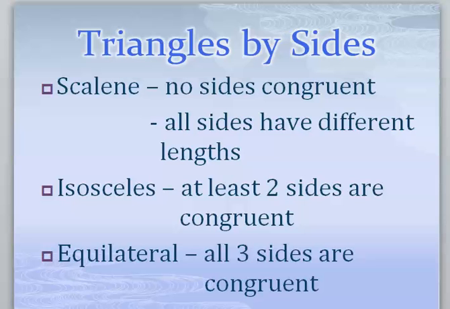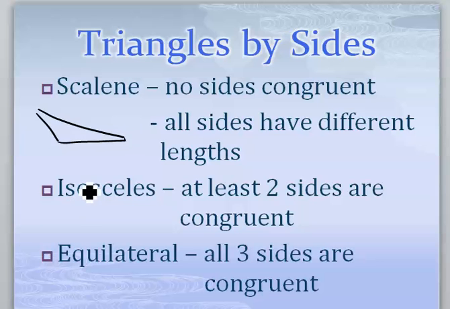A scalene triangle has no sides that are congruent. All the sides have different lengths. Usually if a triangle is drawn and there's no marks to show congruence, then it's not an assumption to think that all of those are different.